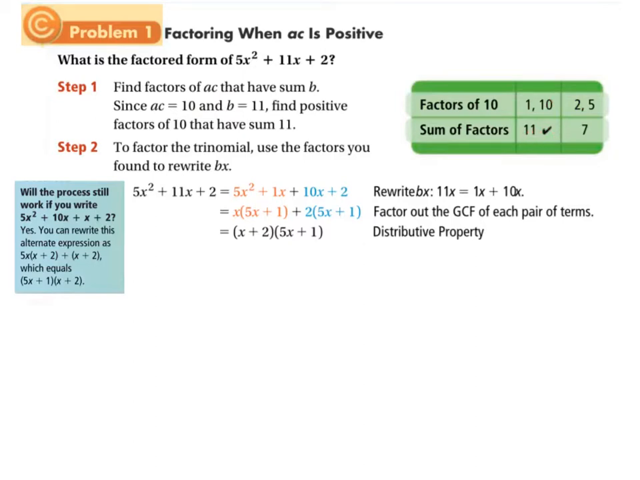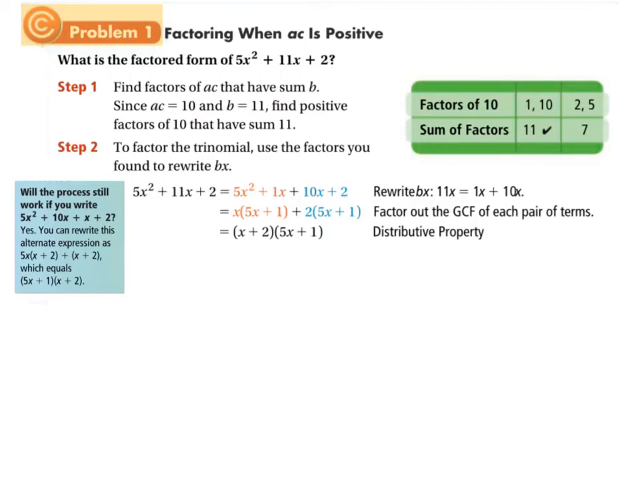Okay? So we're going to now rewrite this like this. We're going to rewrite bx. This 11x, we're going to write it to be 1x and 10x, these numbers up here that we picked. Okay? So we say 5x squared plus 1x plus 10x plus 2, and we do these two together. What can you factor out of here? Well, we can factor out the x. There's an x here and an x here. The numbers don't have anything you can factor out. So we just have an x. This divided by x is 5x. This divided by x, 1x, or just x divided by x is 1.